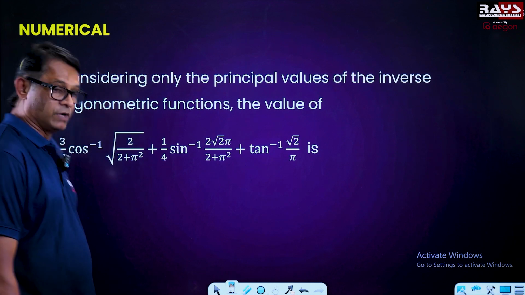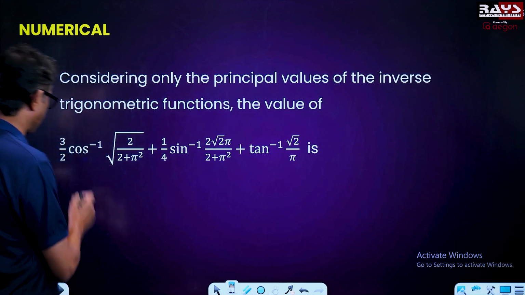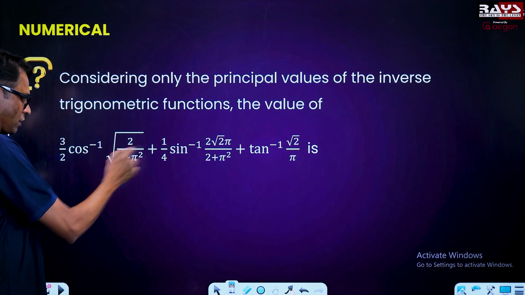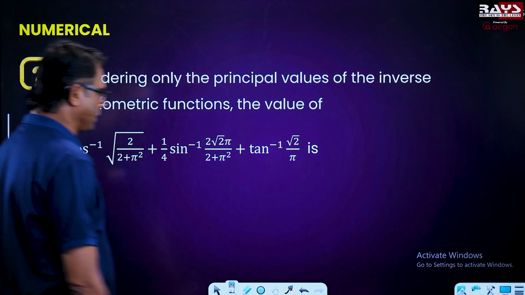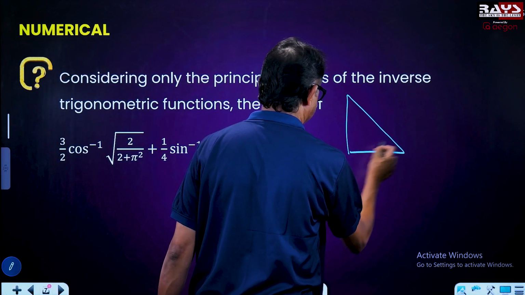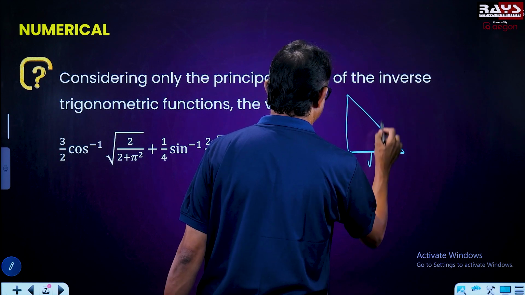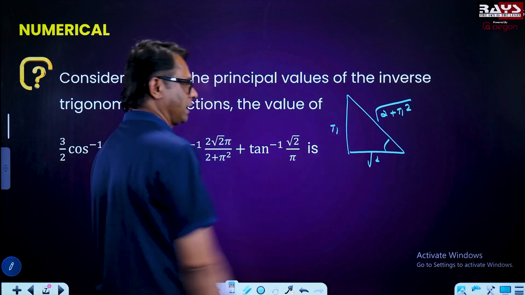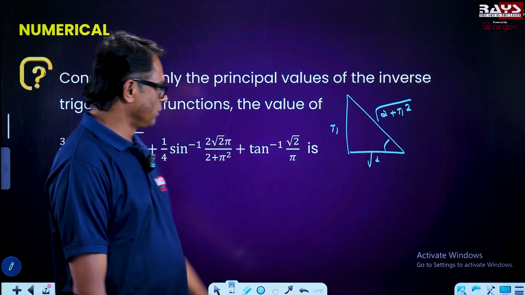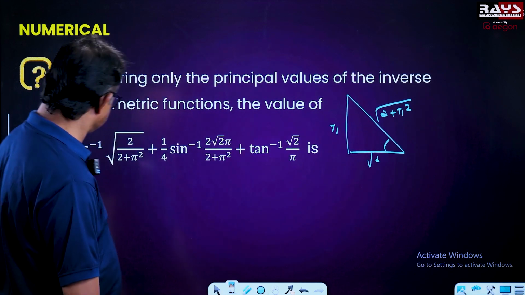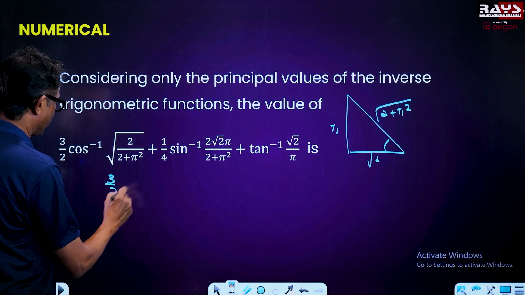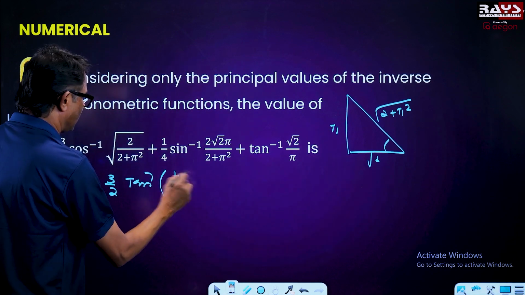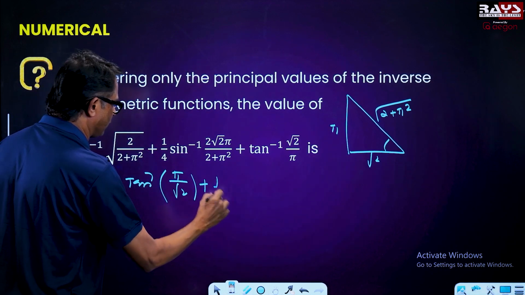It is better always to convert to tan inverse. So I am going to convert this cos inverse root 2 by root of 2 plus pi square. Let us draw a triangle over here. This is root 2 by root of 2 plus pi square, so this will be pi, because the hypotenuse is root of pi square plus 2. So this can be written as 3 by 2 tan inverse opposite by adjacent, that is pi by root 2, plus 1 by 4.